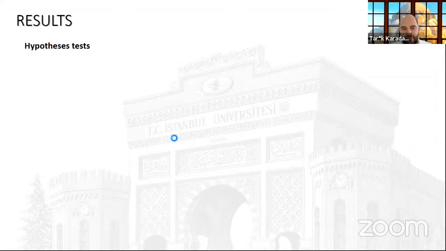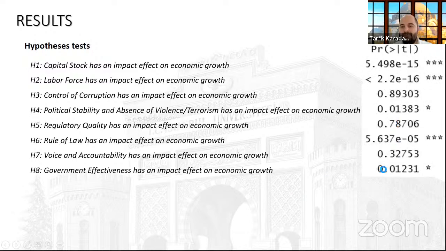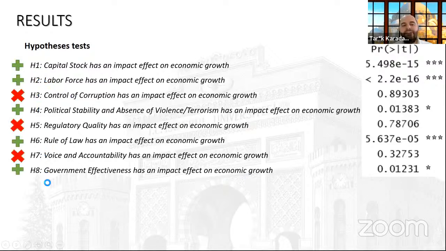Our hypotheses were here, again: capital stock, labor force, and each of the 6 institutions has an impact effect on economic growth. So we will use the p-values of the fixed effect model here, and we can see that we cannot reject H1, H2, H4, 6, and 8, and say that these have an impact effect on the economic growth model, and we reject the 3 hypotheses. They do not have an impact effect on economic growth.